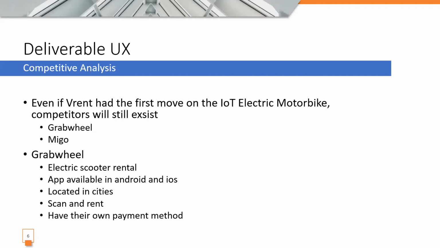Grabwheel is a platform where you can use an electric scooter rental system. They rent out electric scooters. The app is available on Android and iOS, and it is mostly located in cities. It has the same way of renting, so you can scan a QR code in order to rent the scooters, and they have their own payment method by integrating their system with OVO.